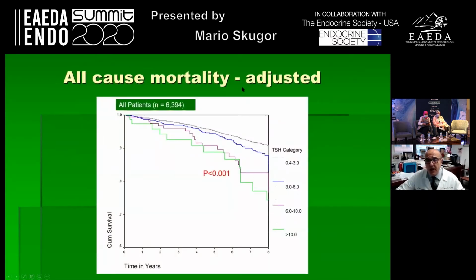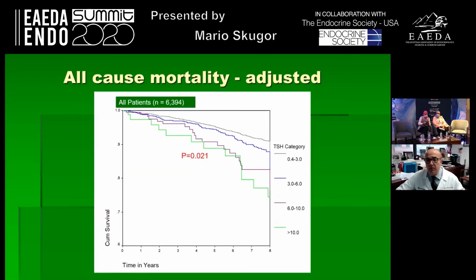But when we looked at the hypothyroidism, we found that there is actually an increased mortality in patients who have TSH between 3 to 6, so mild subclinical hypothyroidism. And we adjusted for everything, and the difference stayed statistically significant.